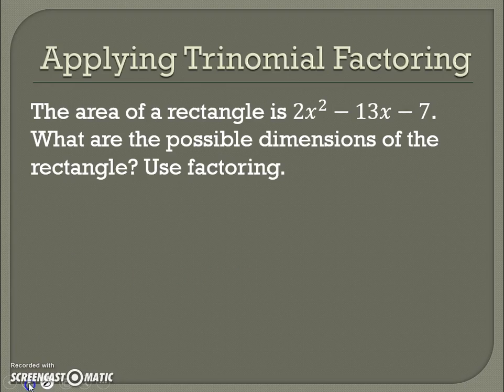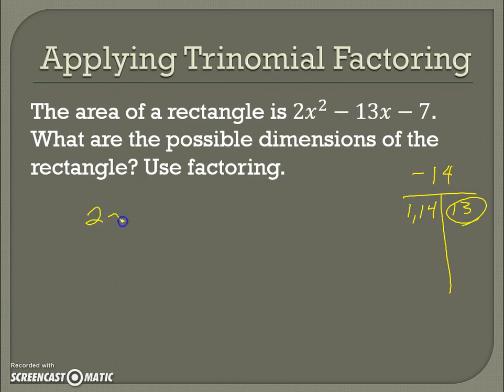Let's keep moving. Applying this, it says the area of a rectangle is 2x squared minus 13x minus 7. What are the possible dimensions of the rectangle? Use factoring to find that. All right, so let's go ahead and do this. Negative 14, I'm looking for terms that have a difference. So 1 and 14 has a difference of 13. So it's the first one. This time, this is negative, so my first term is going to be the negative 14.